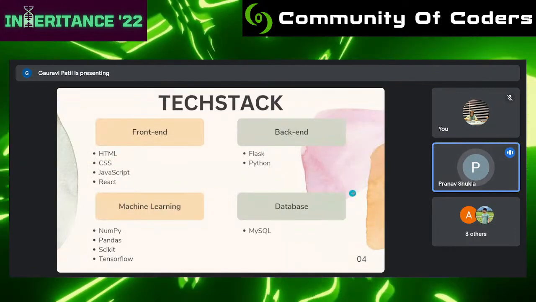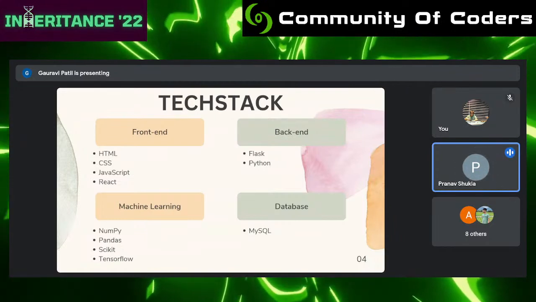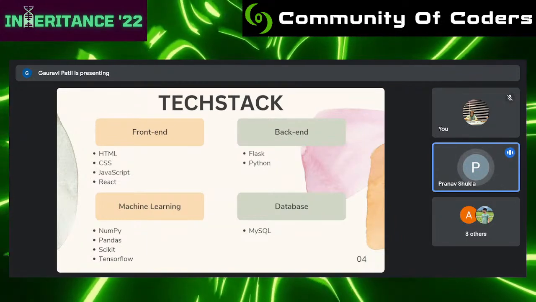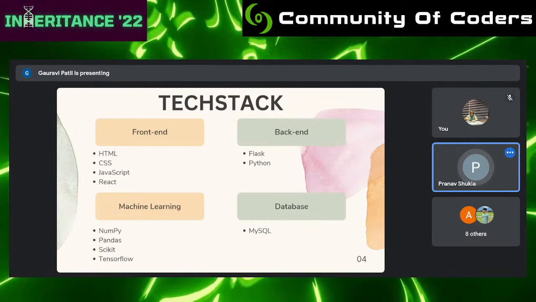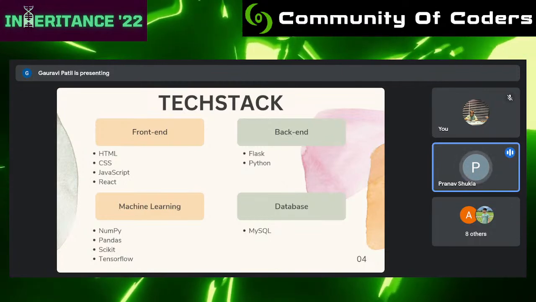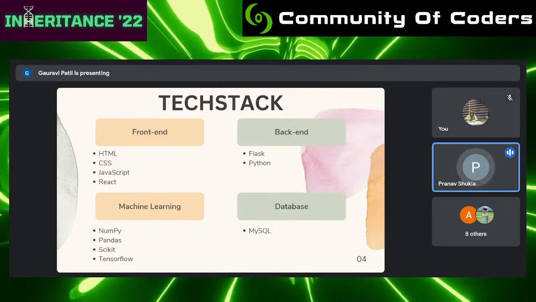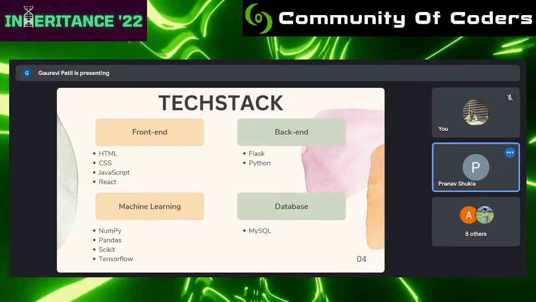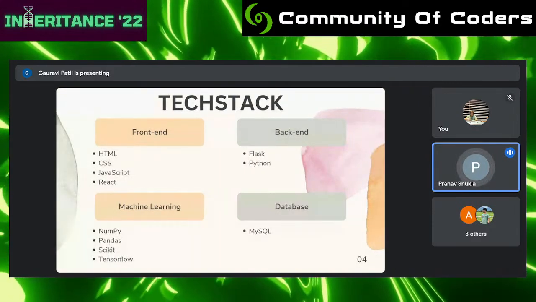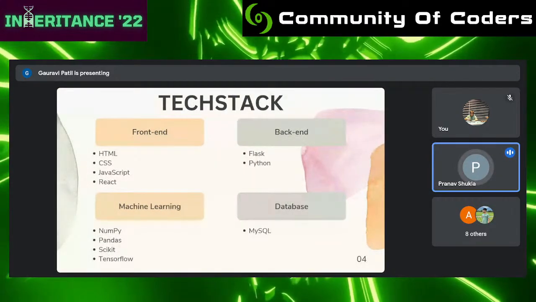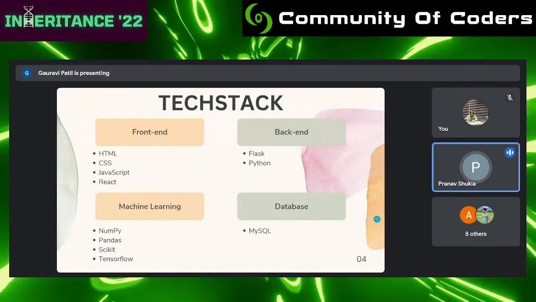This project involved a lot of tech stack, to be honest. The front end tech stack is HTML, CSS, JavaScript, and React. And the backend is in Flask app and Python. And we also have an ML based chatbot. For that, I have used several different Python libraries, but I have just pointed out the main libraries: NumPy, Pandas, Scikit, and TensorFlow. And our database is set up in MySQL. Next slide, please.